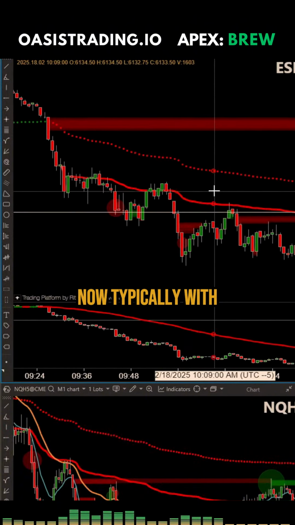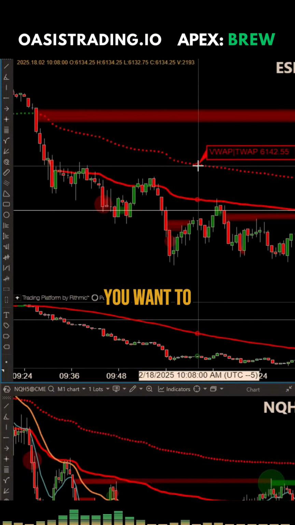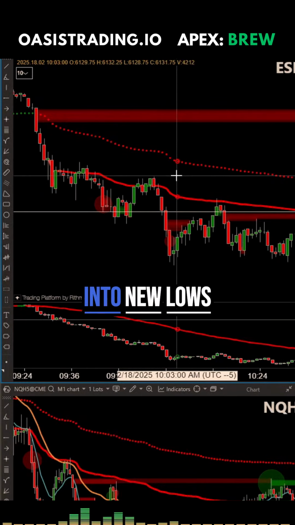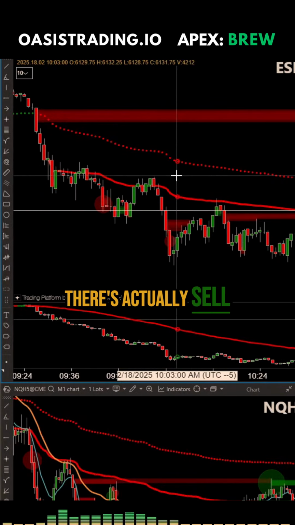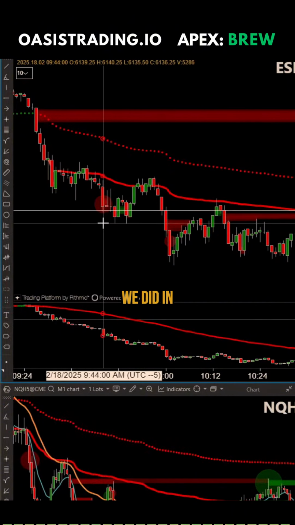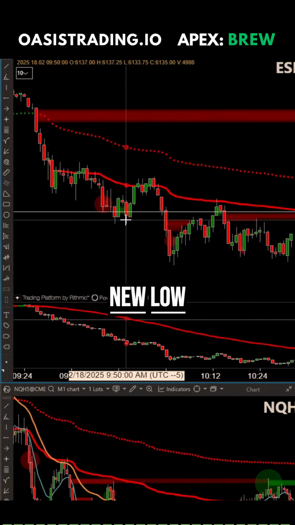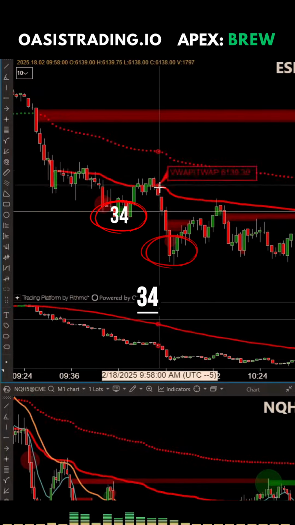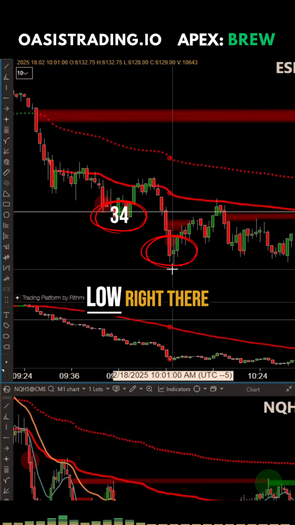setup. Now, typically with these bear flags in a VWAP, you want to see them pushing into new lows to confirm that there's actually sell pressure there. So we had that sell pressure happening at VWAP. We did in fact have a new low. So that prior low was around 34. You can see it broke that low right there.